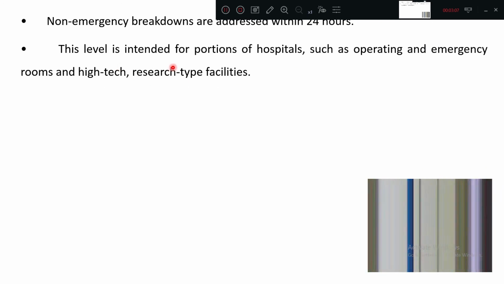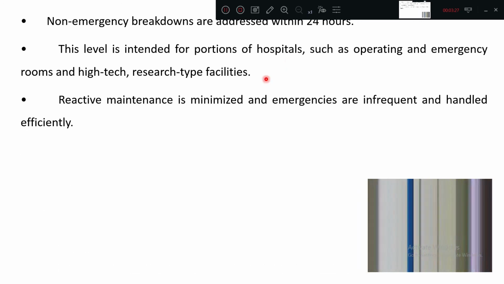This level is intended for portions of hospitals such as operating rooms, emergency rooms, and high-tech or research type facilities. So mainly in research or in hospitals where operation theaters are running, this level A, superior level, is maintained. Are you getting this point?